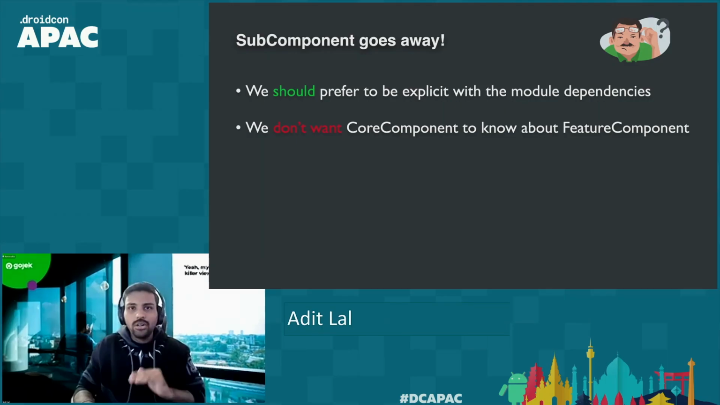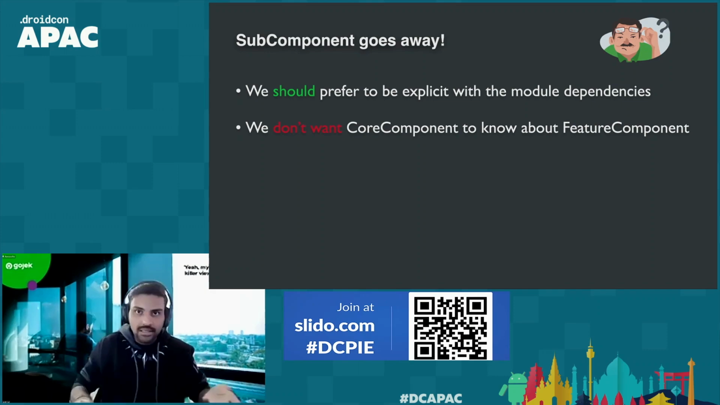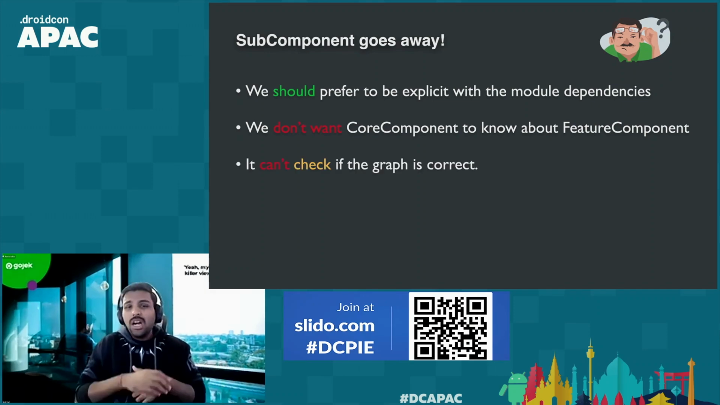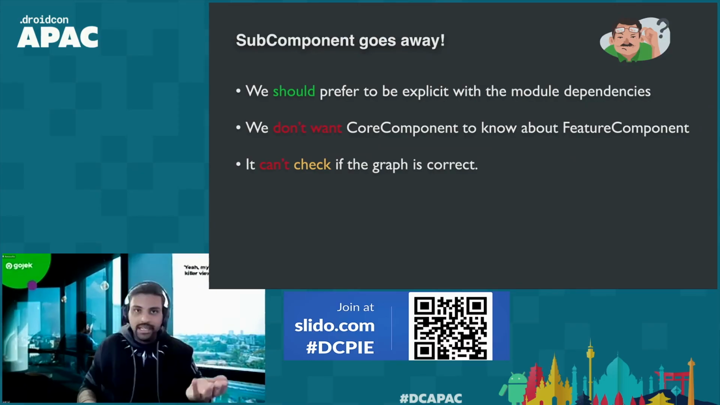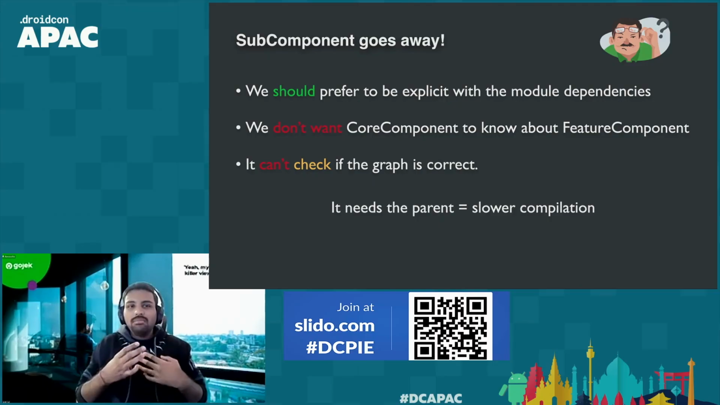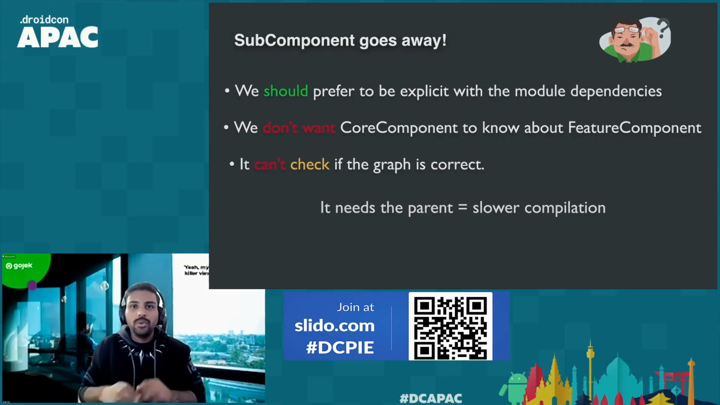We want a top-to-down approach. We don't want the core to know a lot about what's happening on the feature level, and we don't want the feature to know a lot about how to initialize something in core. Next, we can't really check if the graph is correct with a subcomponent, because we just blindly accept whatever the component is providing. And just remember that subcomponents really need their parent to tell them everything for them to initialize, and that is almost equivalent to slow compilation time. If you can remove the subcomponent, then everything is going to work for you pretty fast.